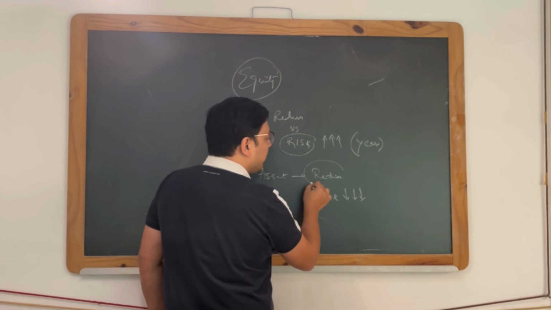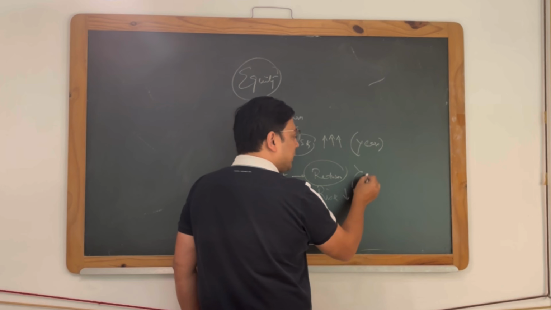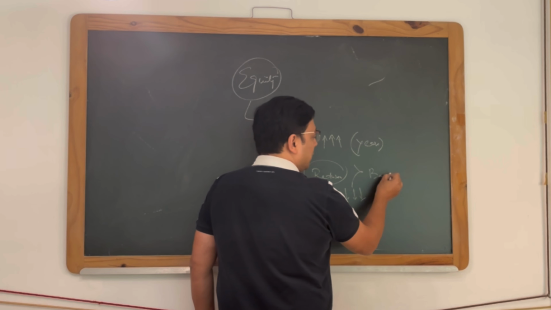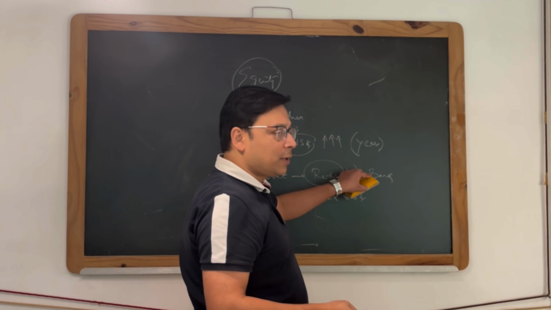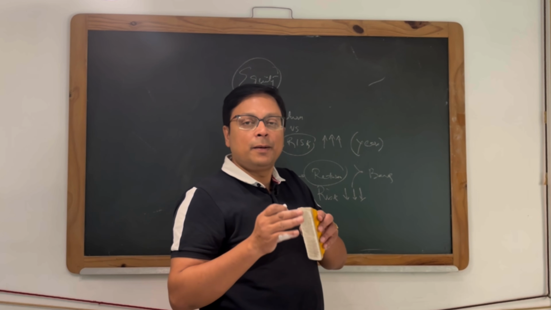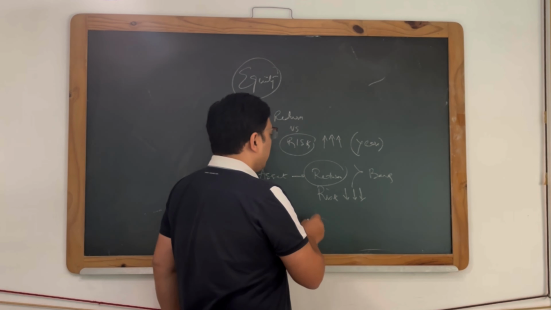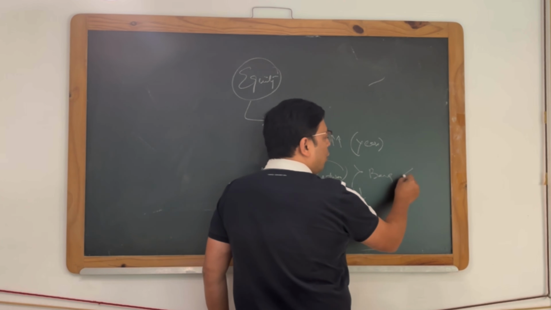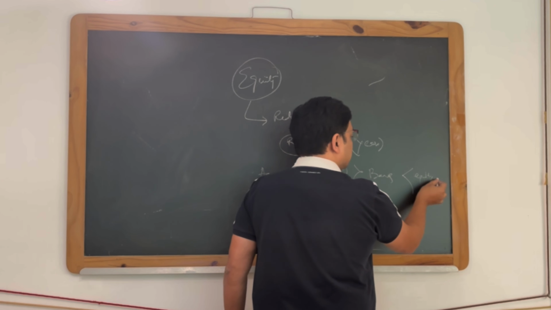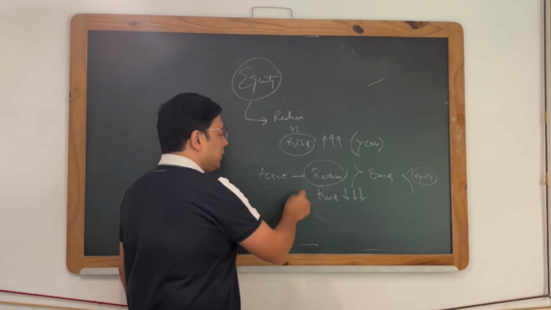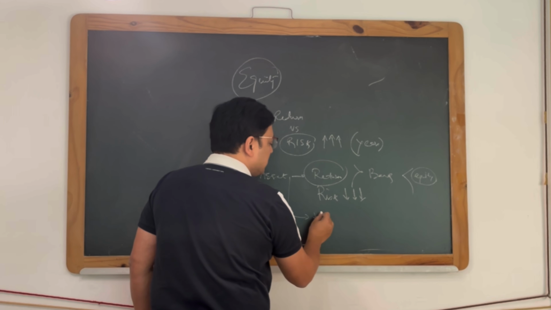So he is looking for an asset where the return is better than a bank, because otherwise he would have loved to keep the money in the bank. So he's looking for an asset where the returns are definitely much better than a bank, but lower than equity investments. So this is where the role of fixed income comes in.